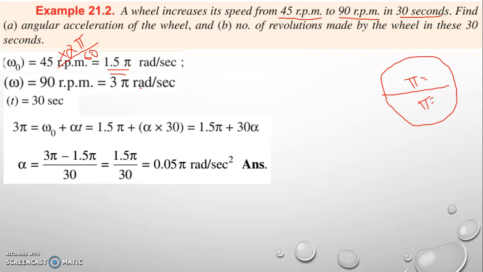So we got the value of alpha as 0.05 pi radians per second square. Next thing we will be calculating theta.